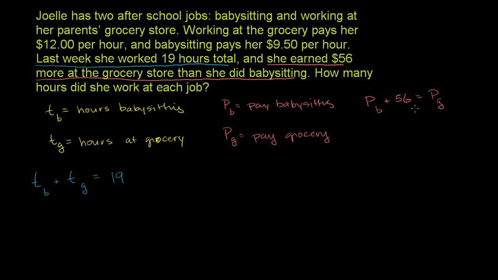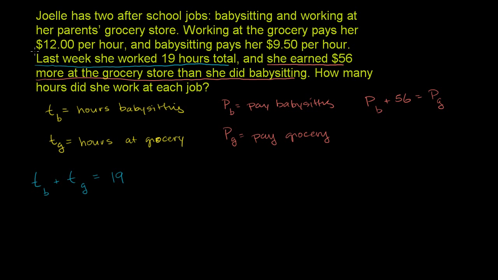Now, this still isn't cool. We have 1, 2, 3, 4 unknowns and only 2 equations. That's not going to help us. But what will help us is we can express these two variables in terms of these two variables. And then we have 2 equations with 2 unknowns, and we can solve them the way we've solved all systems of equations. Now, the other information they give us is the rate, how much she earned per hour.